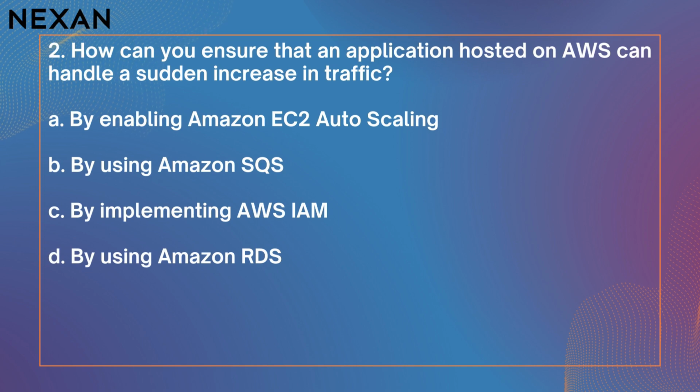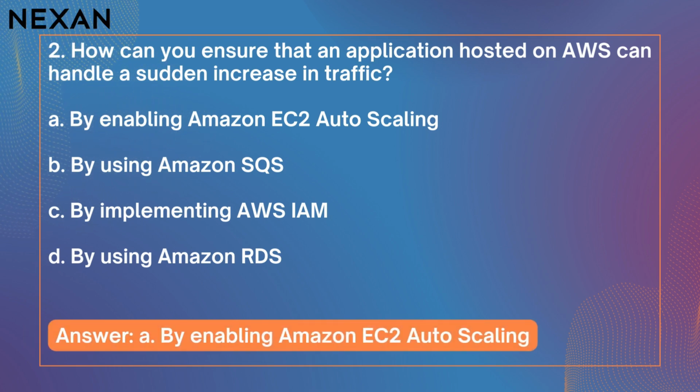2. How can you ensure that an application hosted on AWS can handle a sudden increase in traffic? A. By enabling Amazon EC2 autoscaling. B. By using Amazon SQS. C. By implementing AWS IAM. D. By using Amazon RDS. Answer: A. By enabling Amazon EC2 autoscaling.